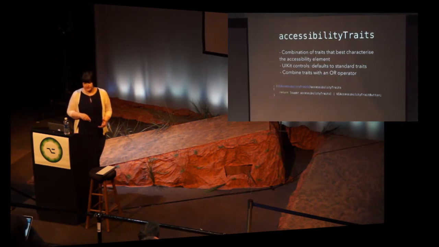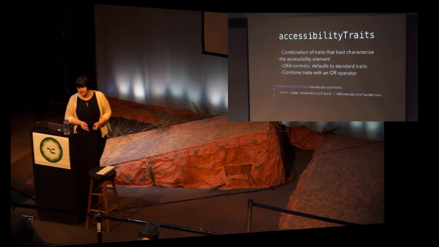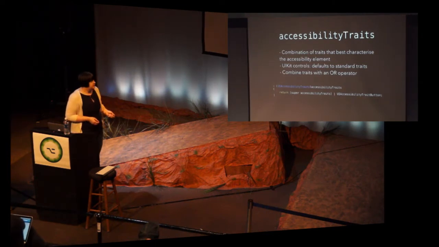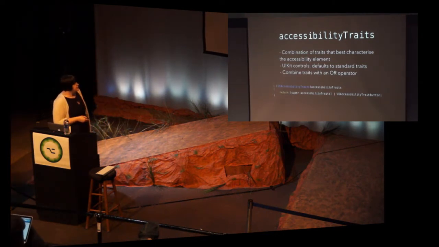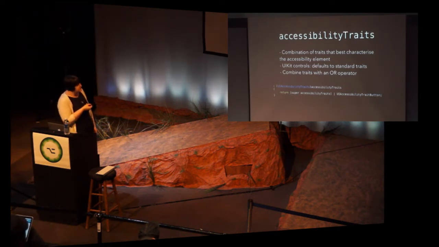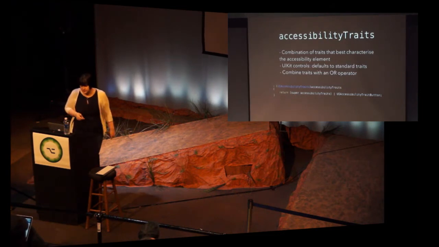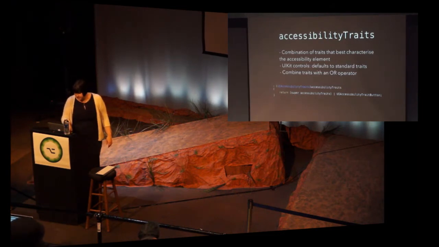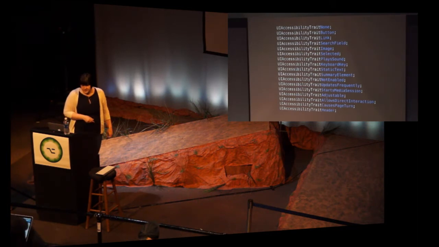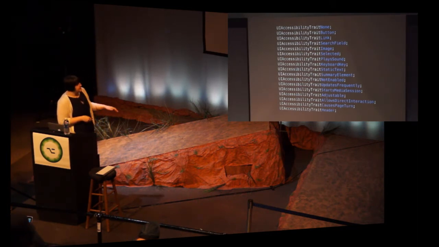UIKit controls default to standard traits. You can also combine traits with a bitwise OR operator. And if you are subclassing a control, you can also call super to get the traits of the class that you're inheriting from. So this is a list of all the traits as of iOS 7.